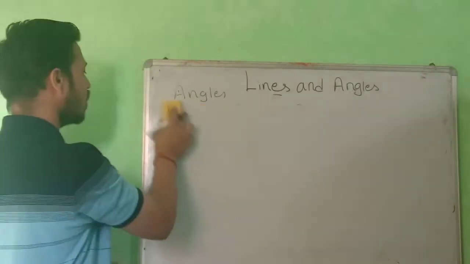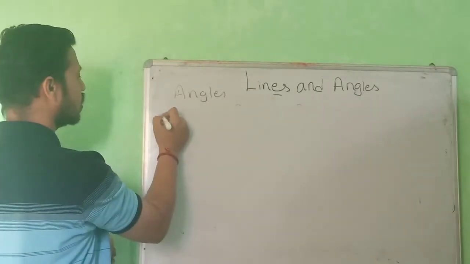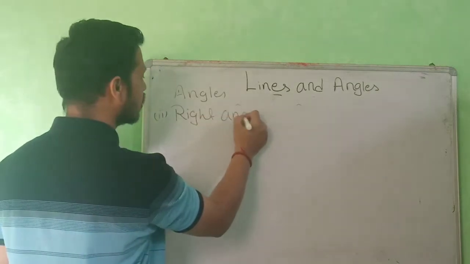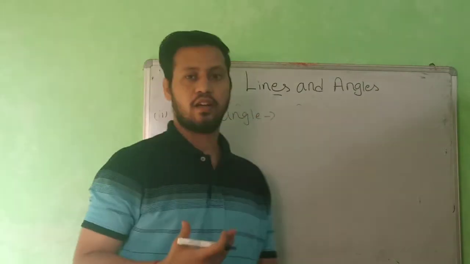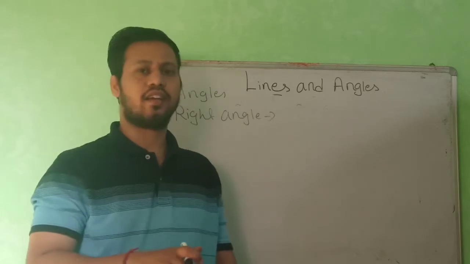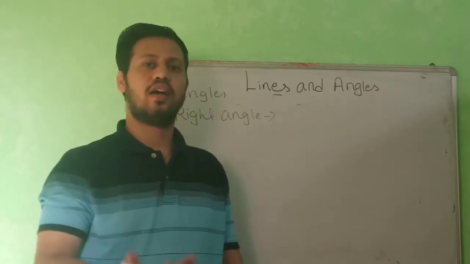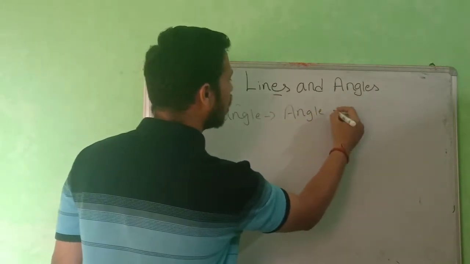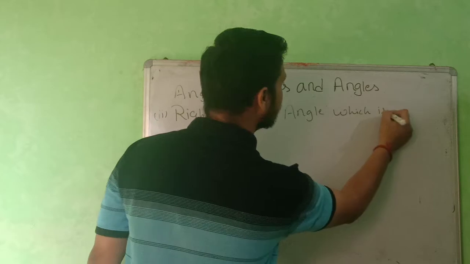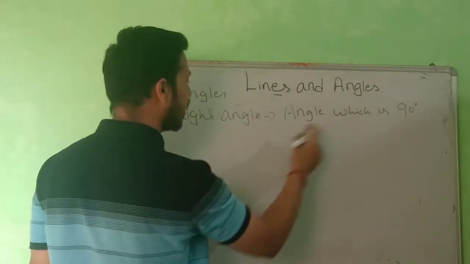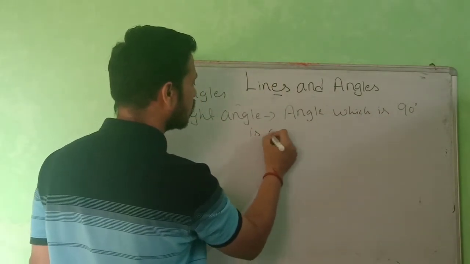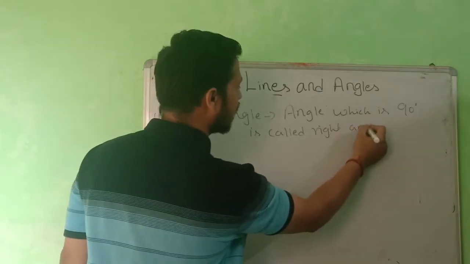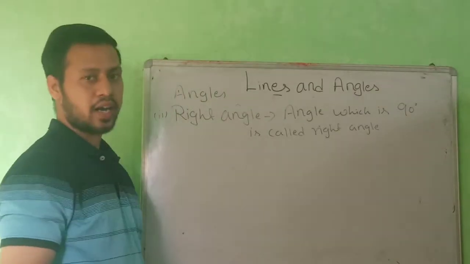Now, after this, second is right angle. What is a right angle? An angle which is 90 degrees is called a right angle. Only one angle, which is of 90 degrees, is called a right angle.